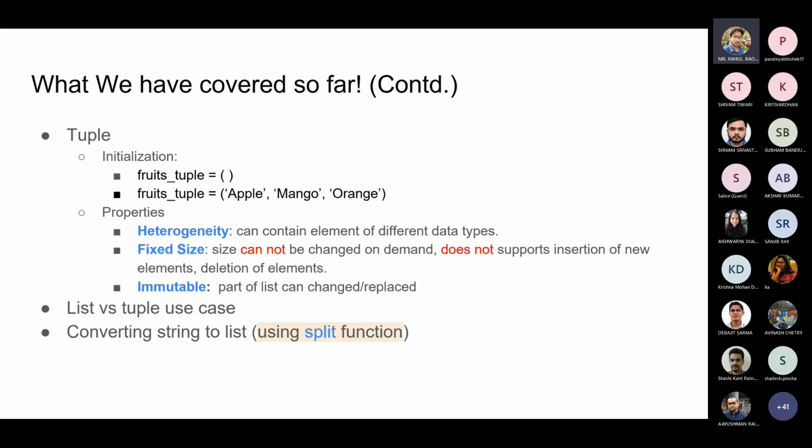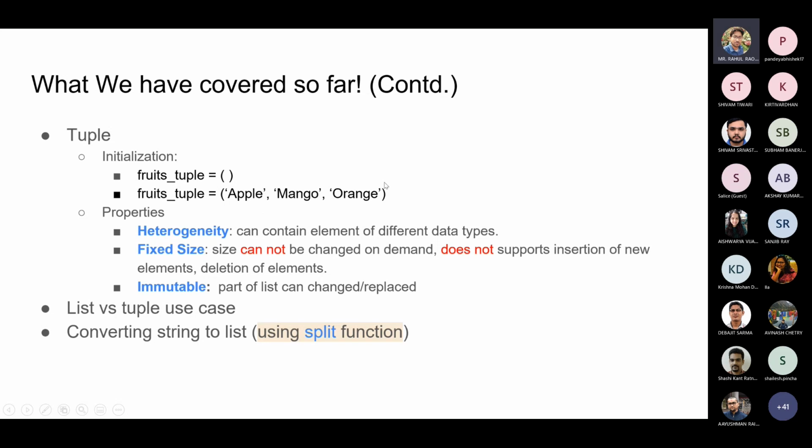We have seen the tuples. The tuple is characterized by the small brackets, like fruits tuple is equal to a small opening bracket and closing bracket, the smaller ones, whereas the list used the bigger brackets. Or we can directly initialize it with the content, like fruits tuple: apple, mango, orange, etc.